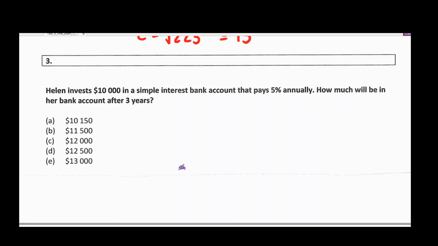Okay. Number 3. Helen invests $100,000 in a simple interest bank account that pays 5% annually. How much will be in her bank account after 3 years? So we use this rule. Interest equals principal times rate times time. Next step, we need to figure out what each of these are. So the principal is your starting amount. It's what you start with.